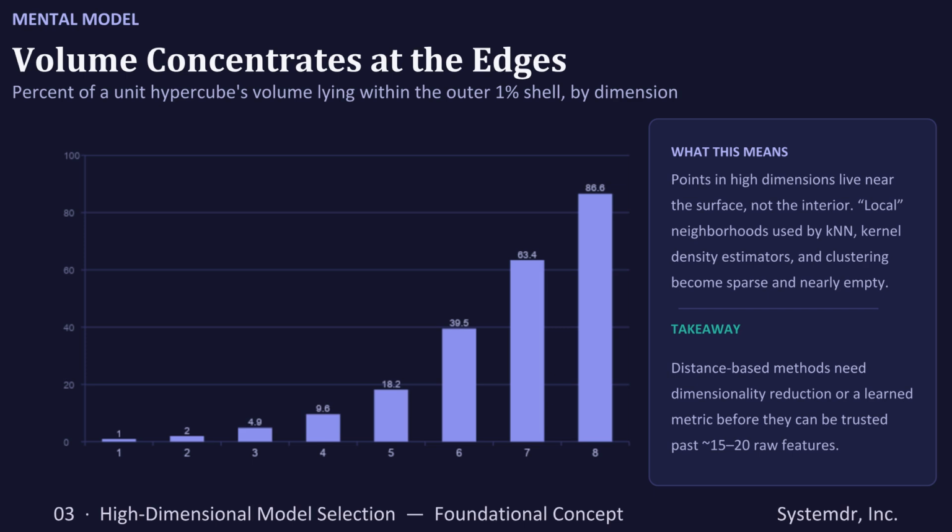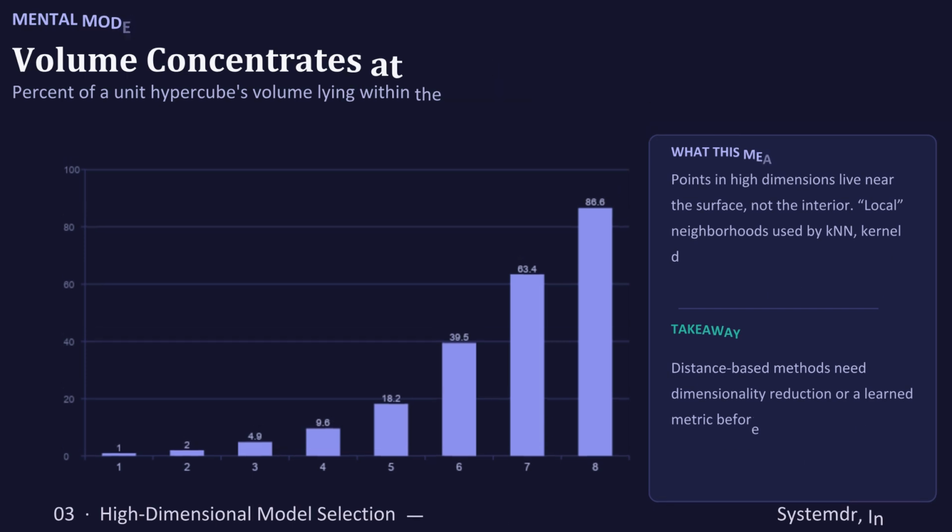What this means in practice: points in high dimensions live near the surface, not the interior. The local neighborhoods that k-nearest neighbors, kernel density estimators, and clustering algorithms depend on become sparse and nearly empty. The takeaway is straightforward. Distance-based methods need dimensionality reduction or a learned metric before you can trust them past roughly 15 to 20 raw features.